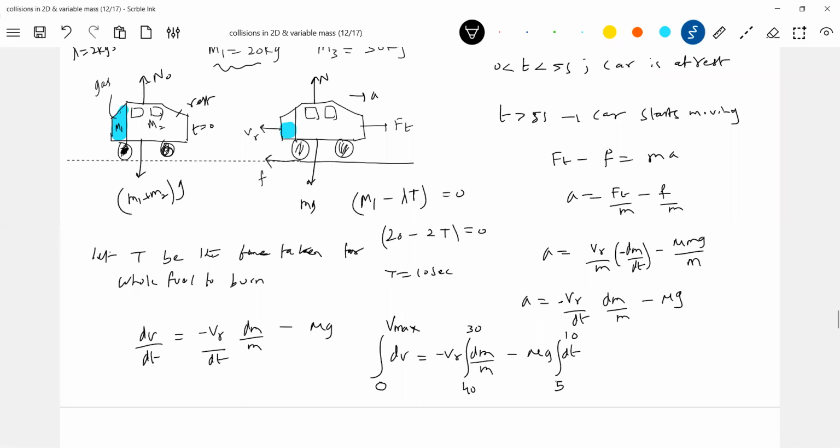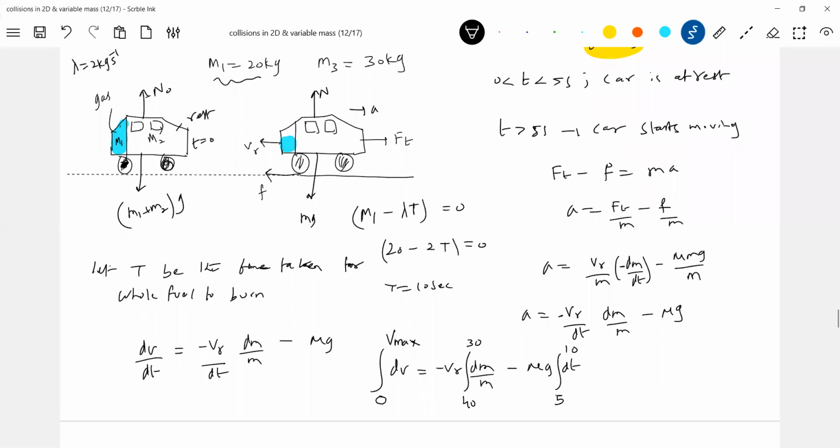At t equals 0, what is the mass of the system? 20 kg fuel, 30 kg mass of the car. When all fuel is burnt, what is the mass of the system? 30. Then it will acquire the final speed. Till 5 seconds, how much fuel is burnt? 10 kg of fuel. So from the mass of the system, remove 10 kg, it will be 40. Solving this will get Vmax.